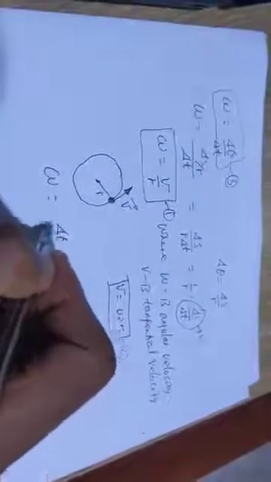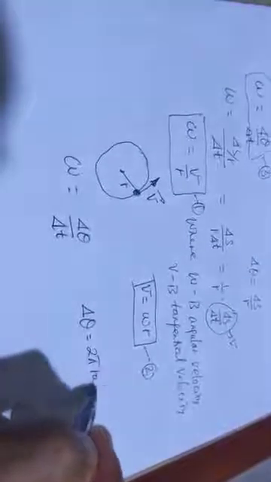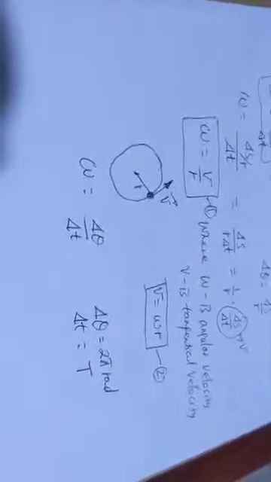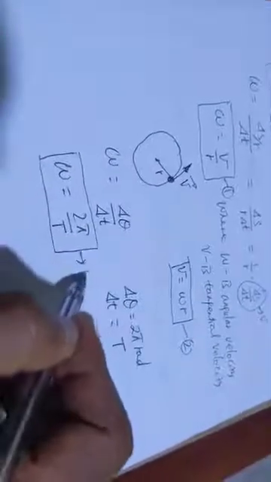Sometimes one can express omega as delta theta over delta t. For one complete motion, delta theta is equal to 2 pi rad, and the time delta t is equal to the period. Therefore, omega is equal to 2 pi over the period. This expression is also used to find the angular velocity. This is the fourth expression.